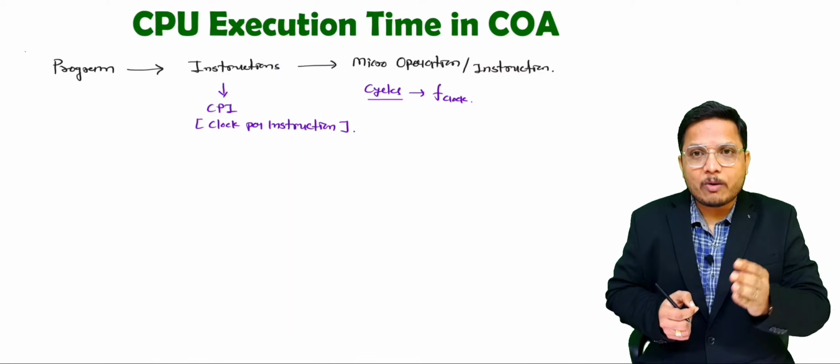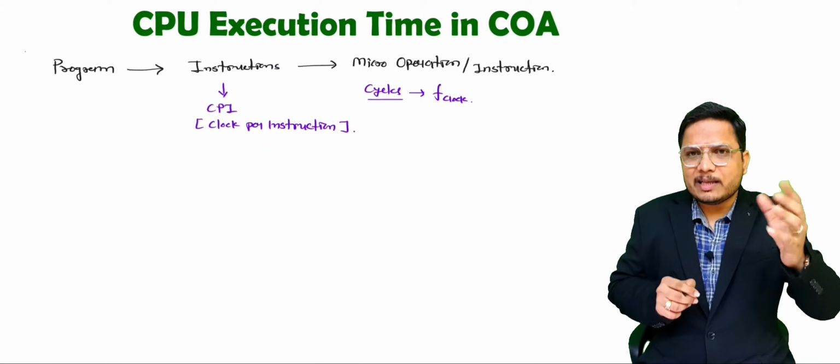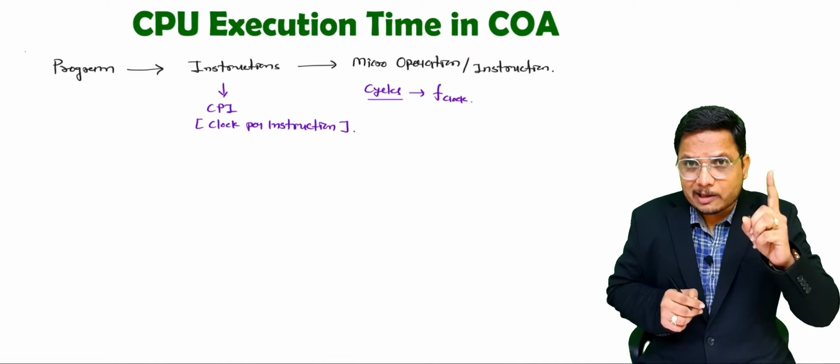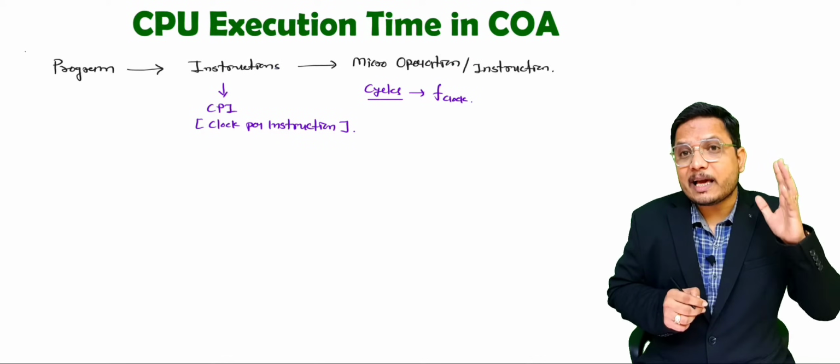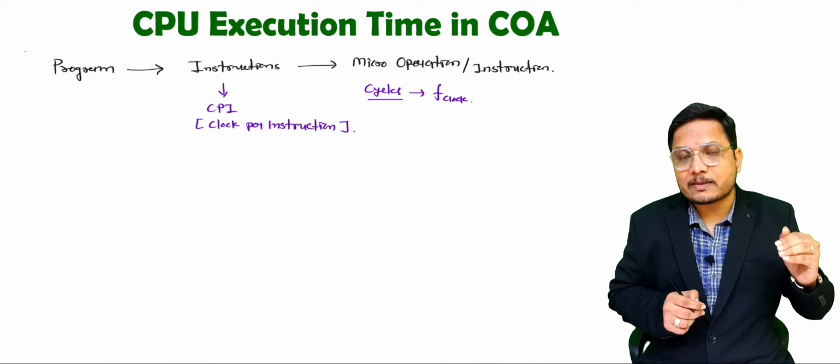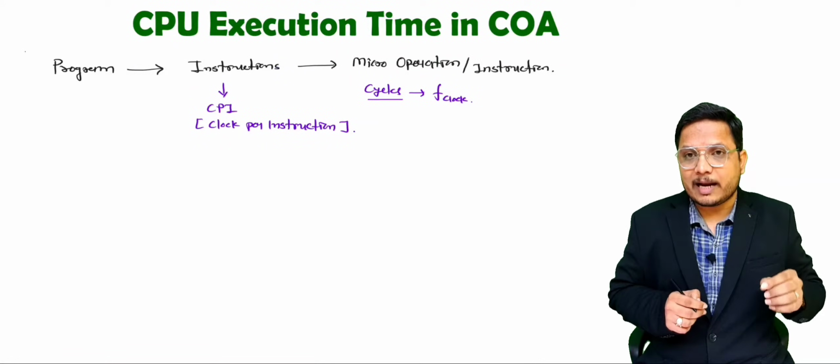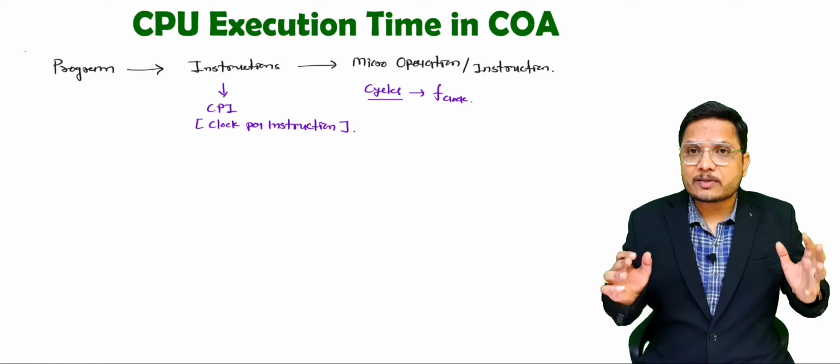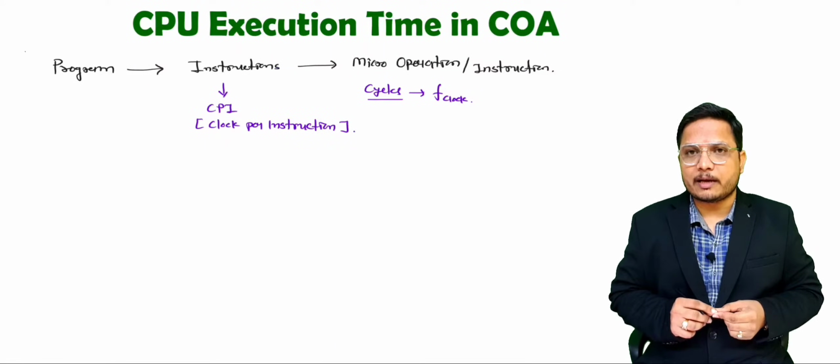Now, once you have an idea about the clock, let us say 1 gigahertz, one clock will take how much time? 1 divided by 1 gigahertz means 1 divided by 10 to the power 9, which means 1 nanosecond, right? Based on that, we can calculate the total execution time.